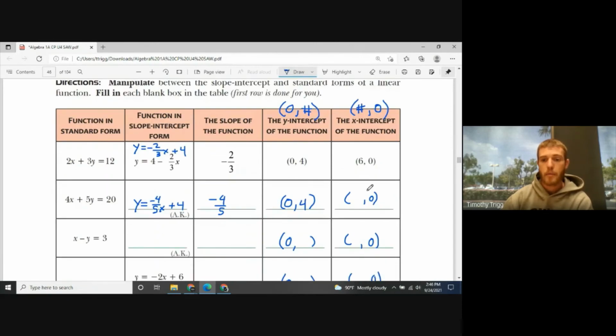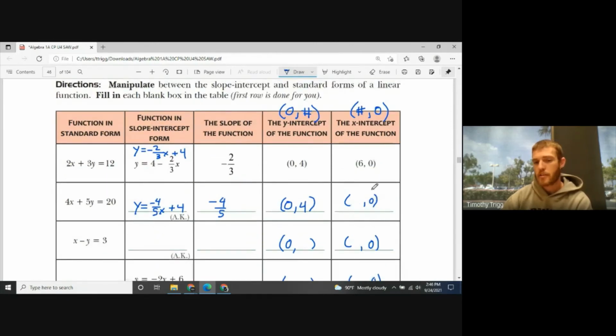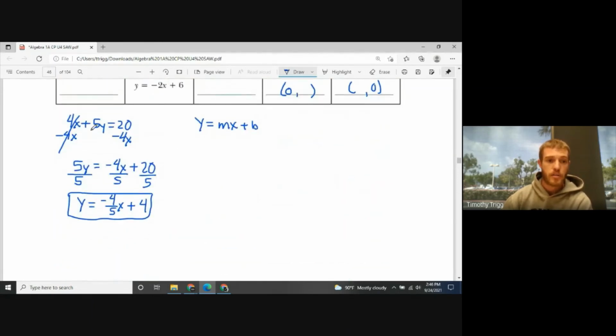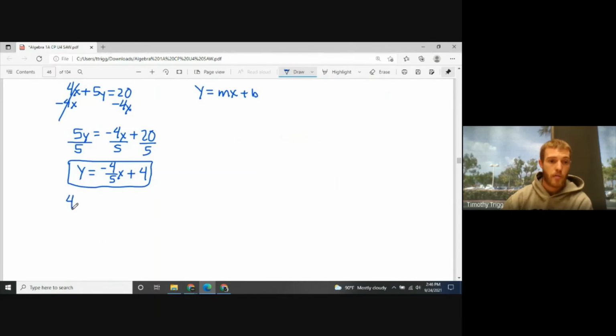Okay. Now, how do I find that x-intercept? To me, the easiest way is to use the standard form. And what we would do is replace the y with 0. So how would that look? So I'm going to go ahead and use this standard form we had before, 4x plus 5y, but I'm going to replace the y with 0 because for the x-intercept, the y is always 0.